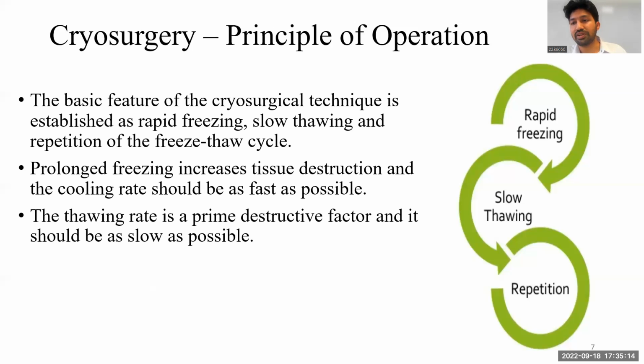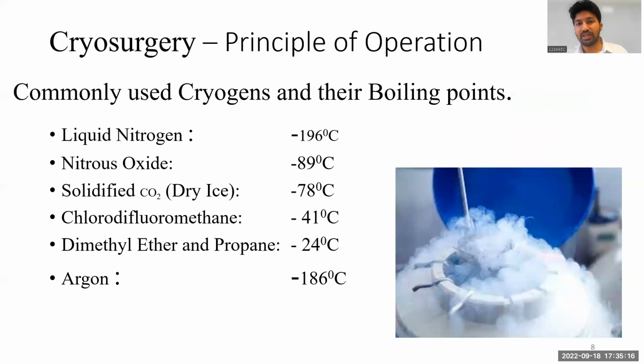to make sure that all the required malignant cells are destroyed. If you talk about the cryogen, there are multiple cryogens available. We have liquid nitrogen, which has the lowest boiling point, minus 196 degrees Celsius. And then we have argon, which has minus 186 degrees Celsius. Liquid nitrogen is the most commonly used cryogen when it comes to cryosurgery.